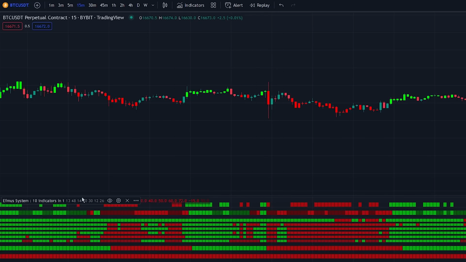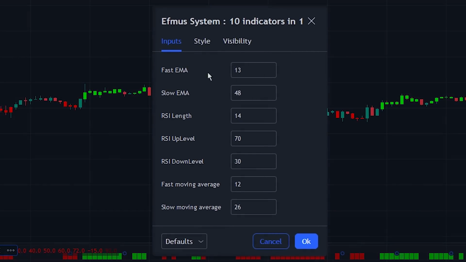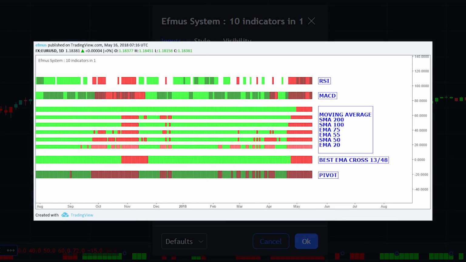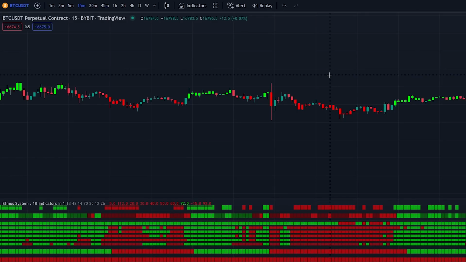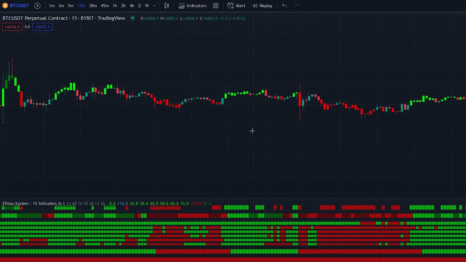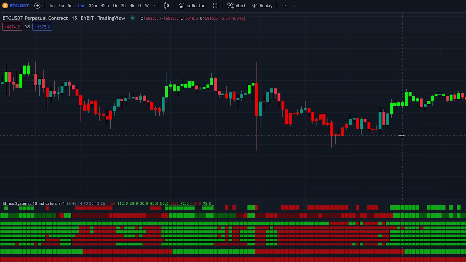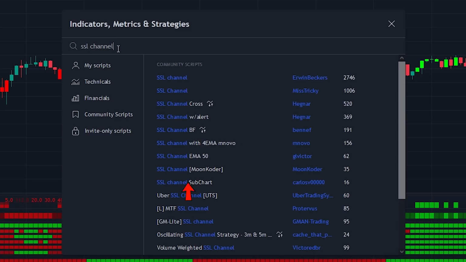If we head over to the indicator settings, we can see how the indicator works. As you can see here, you can change the period or length for all of the indicators that have been combined. Here is a chart showcasing which indicator each line represents. The indicator isn't meant to be used as an entry signal, so let's add another indicator to the chart so that we can showcase a simple strategy that uses the 10-in-1 FMS. Navigate to the Indicator Search tab and search for the SSL channel indicator. Select the indicator made by Irwin and add it to the chart.